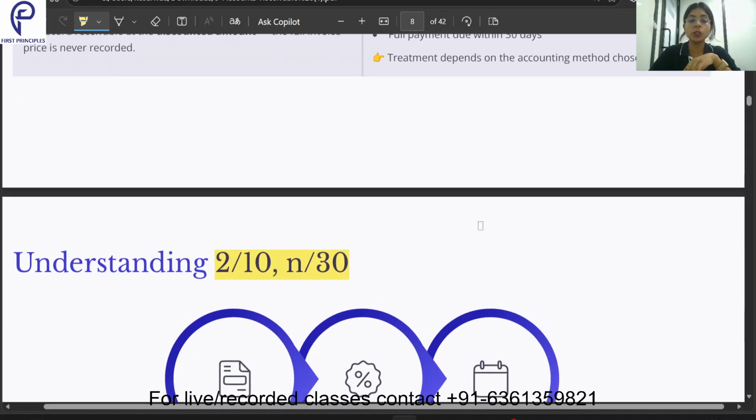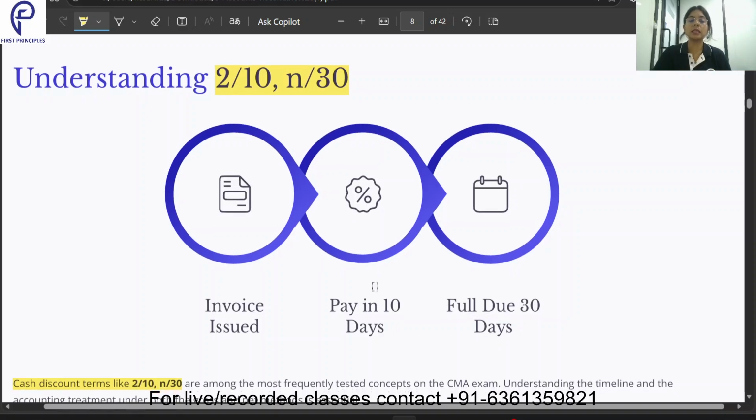Now coming to 2/10, n/30. In the CMA US examination, wherever you see the cash discount, or maybe in other chapters also, there is a probability that you can see this term 2/10, n/30. That means if you pay in 10 days, you will get a 2% discount, and n/30 means the full amount is due in 30 days. So that is the terms of the cash discount. So if I pay, suppose, on the 7th day, I will be able to avail this 2% discount. But if I pay on the 11th day, then I will not be able to avail this 2% discount.